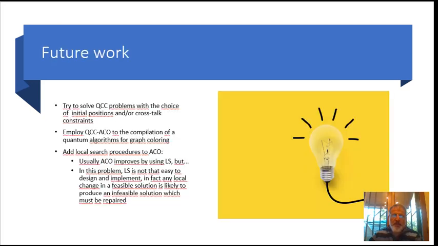In future work, we plan to test our algorithm against instances that take into account the initial state determination of the circuit as well as the crosstalk constraint. In addition, we plan to test our algorithm against graph coloring quantum instances instead of max cut. And lastly, we intend to further investigate the possibility to integrate local search in the current algorithm, given that normally ant colony optimization algorithms improve using local search. In this particular case, however, the utilization of local search moves is not easy, as given the highly interconnected structure of each solution, each local move is very likely to produce an infeasible solution that must be repaired.